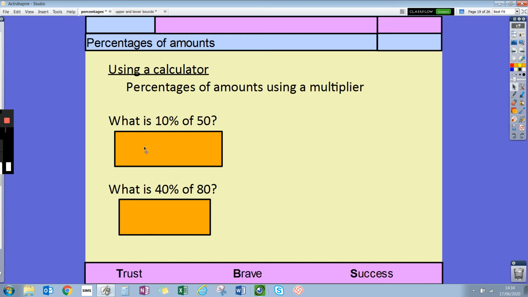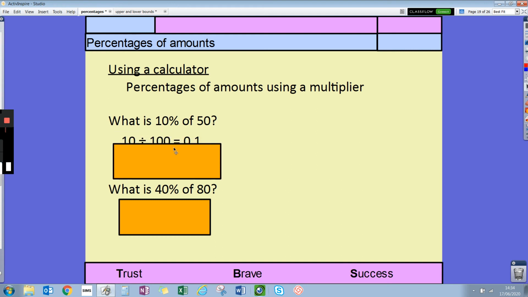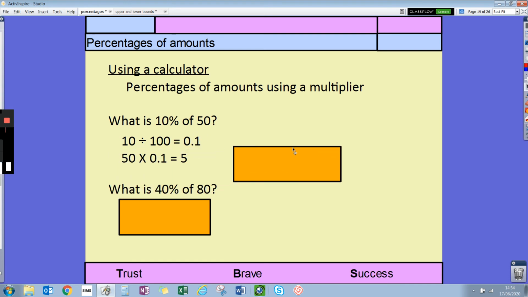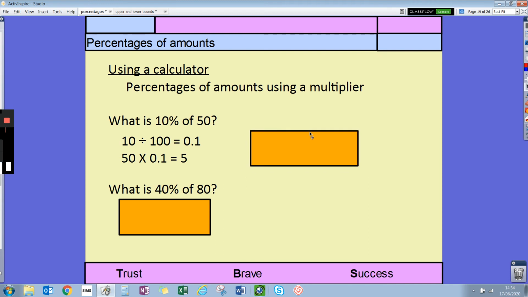If we think about converting from a percentage to a decimal, we divide by 100. So to find 10% as a decimal, we divide by 100, which is 0.1. And then we've now made it into a multiplier. So I'm going to do 50 times 0.1, which is 5. So let's try another one.